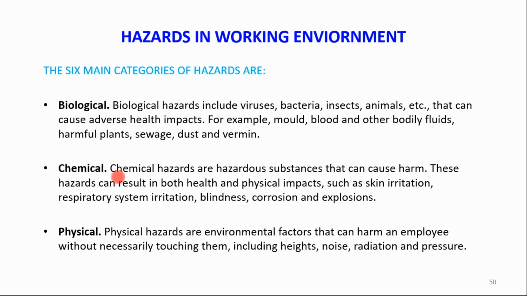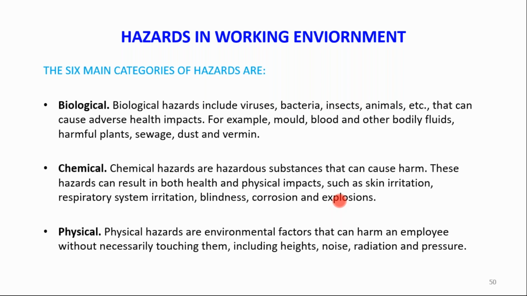Then the second one is chemical hazards, which are very prominent normally in the chemical industries, but nowadays in engineering industries also we are using chemicals for different applications, and that is why chemical hazards are also present in the engineering industries. So that can cause harm. This hazard can result in both health and physical impacts such as skin irritation, respiratory system irritation, blindness, corrosion, and explosions. So there are various chemicals.